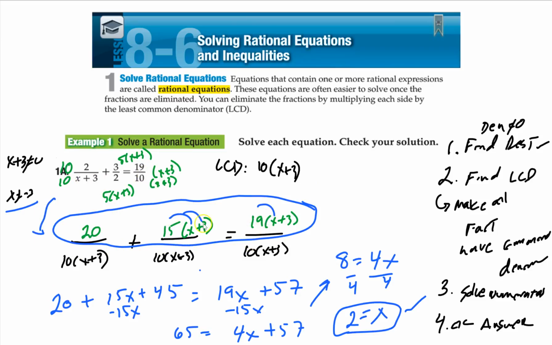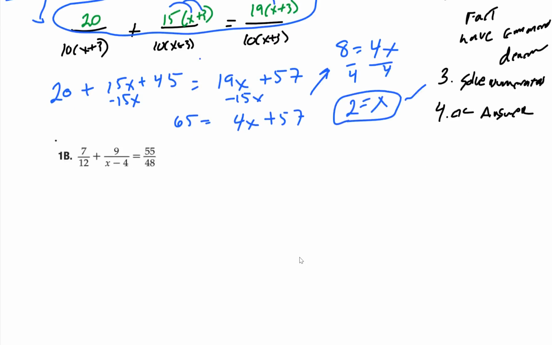And once you did that, all we had to do was solve the numerators because all the bottoms are the same. And then you check your work and make sure you're good. So that's the process we're going to do over and over again in this lesson, starting with the next one.